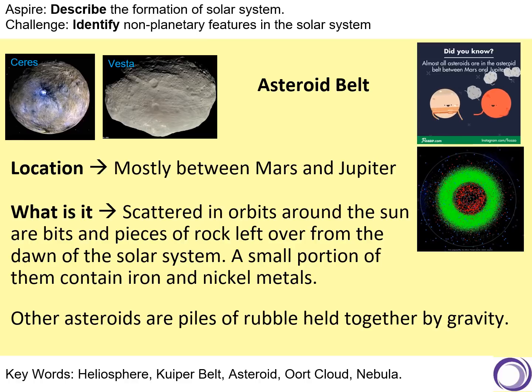So we come to our first feature, which is the asteroid belt. It's the closest feature that is to Earth. So the location is between Mars and Jupiter. So that's where it is. What is it? Well, basically the asteroid belt are bits and pieces of rock that are just simply left over from the formation of the solar system.